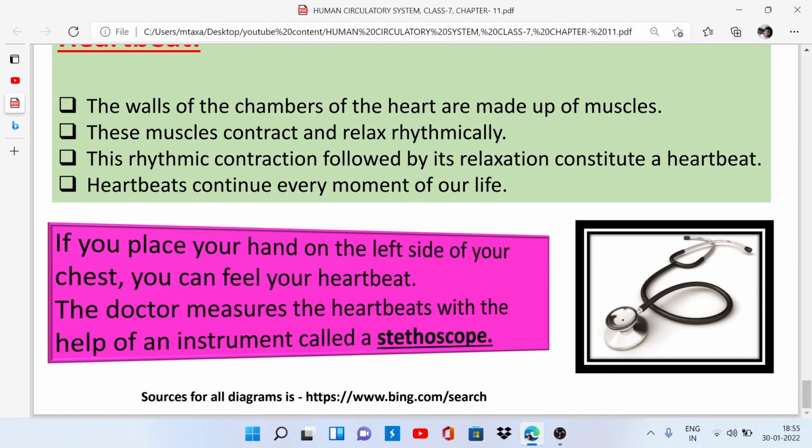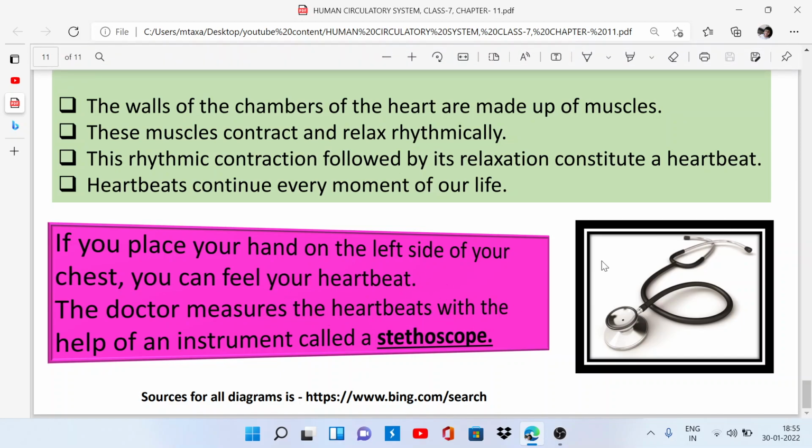Heartbeat continues every moment of our life. If you place your hand on the left side of your chest, you can feel your heartbeat. A doctor measures the heartbeat with the help of an instrument called a stethoscope. Here you can see this stethoscope. You have seen doctors using this kind of instrument that is called a stethoscope, that is used to measure the heartbeat. So this is all about this video.